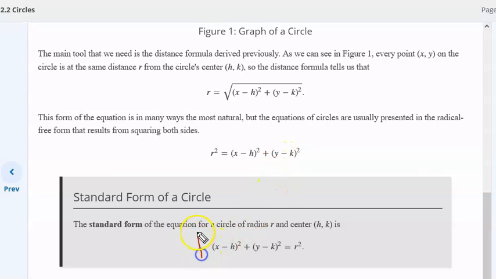This becomes the standard form of a circle, where H is the X value of the center of the circle, K is the Y value of the center of the circle, and R is the radius. So this is an important formula, standard form of a circle.